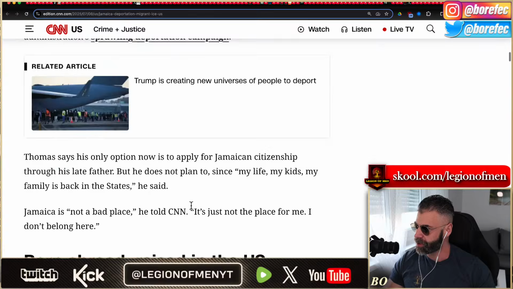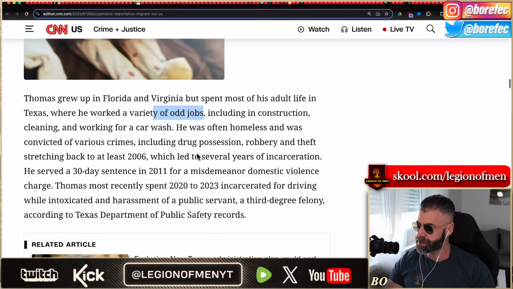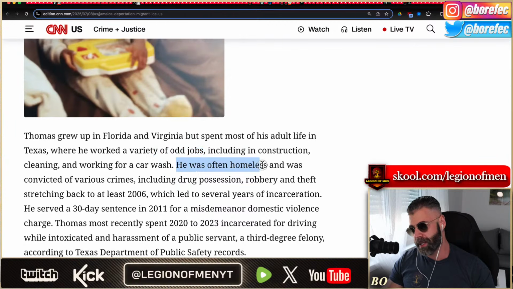39, right? 39, and you're doing odd jobs. Okay. He was often homeless, it begins, and was convicted of various crimes, including drug possession, robbery, and theft stretching back to at least 2006. What the hell? Which led to several years of incarceration.